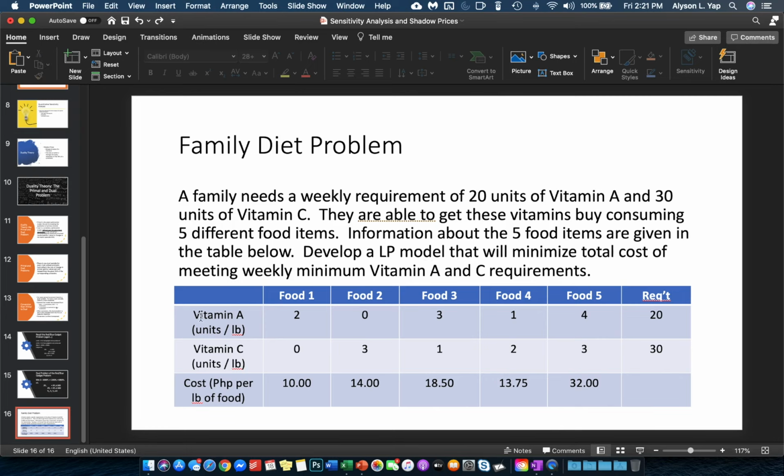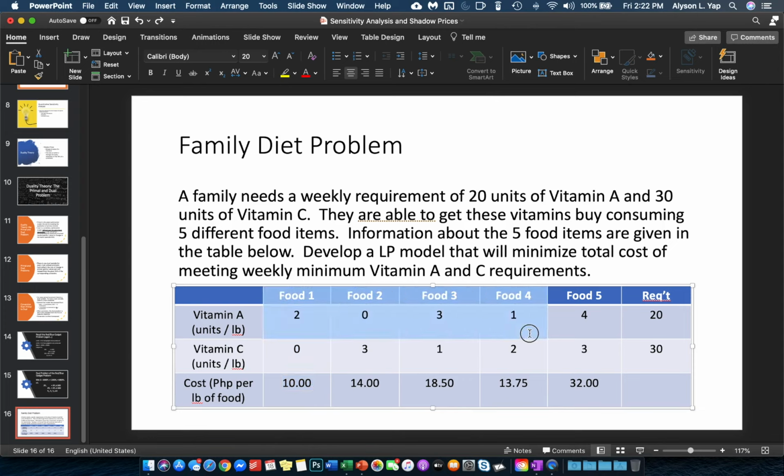So we have this table. Just to explain quickly, we have the 5 different food items, food 1 until food 5. And in this case, when the family consumes a pound of, let's say, food 1, the family will be able to get 2 units of vitamin A from it and 0 units of vitamin C. And every pound of food item 1 costs 10 pesos, let's say. And you have the information for all 5 food items and the associated costs.